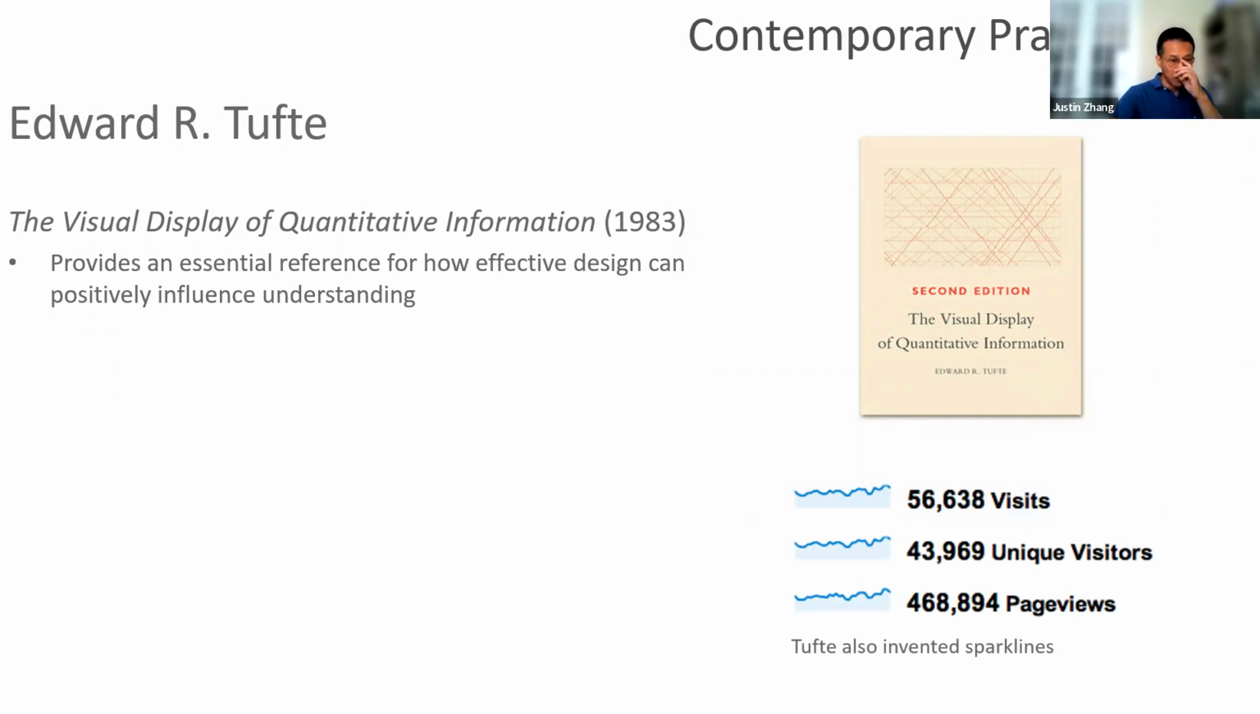His famous invention is called sparklines. If you notice in the latest features of Excel, you may see a type of chart called sparklines. It's a small-scale line chart you can embed into a table or a spreadsheet to indicate the trends or maybe the future directions of a certain data set. That's called sparklines.